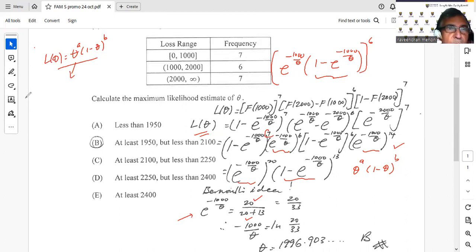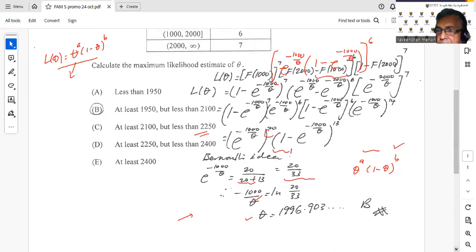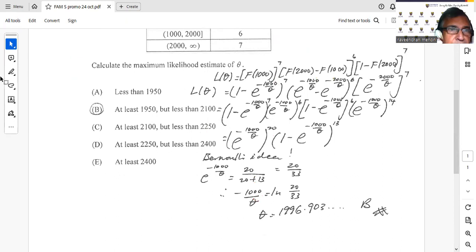So you can go ahead and use a calculator. I'm talking about this line here: take logs first. Then you have minus 1000 over theta is the log of this. And then when you plug in the numbers, you'll get theta is 1996.903. So I'll give you an answer of B.